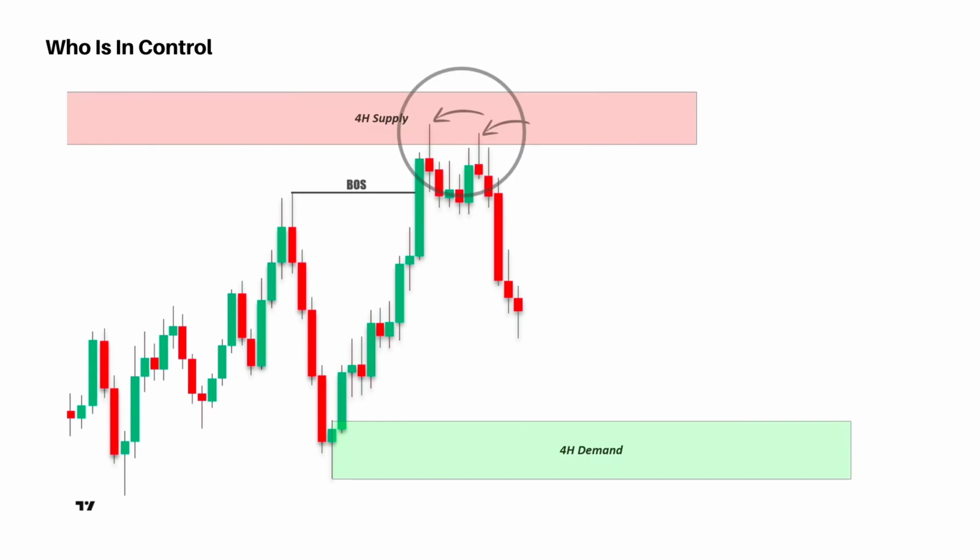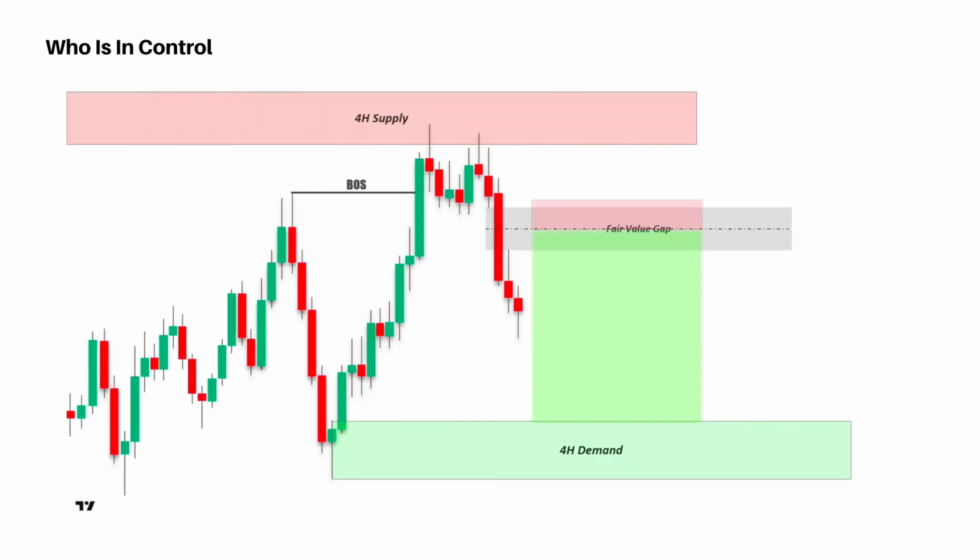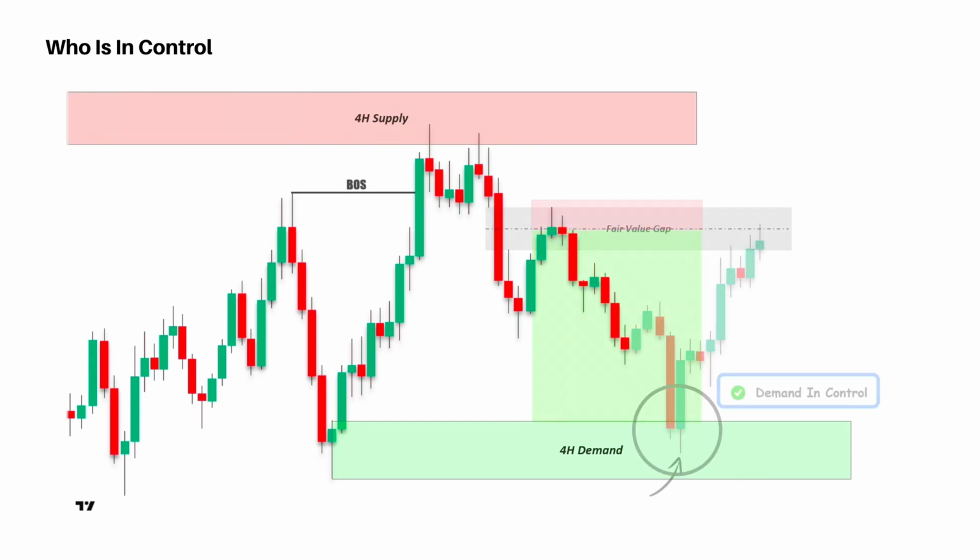For example, if the market is in a downtrend and price is reacting from a fresh, unmitigated supply zone, then supply is in control. In that case, we should mainly be looking for selling opportunities, not buys. Supply remains in control until price reaches a fresh demand zone and reacts strongly to the upside.